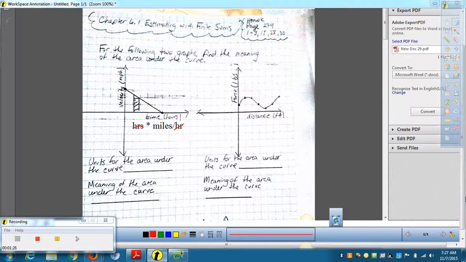So the meaning of the area under that curve would be, and this is where I need you to be very careful, it would be the change in distance from time 1 to time 2. Not just the total distance, but the change in distance.